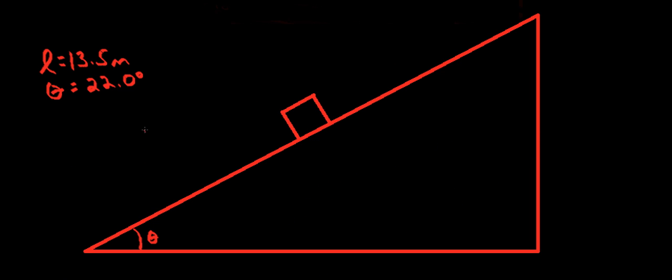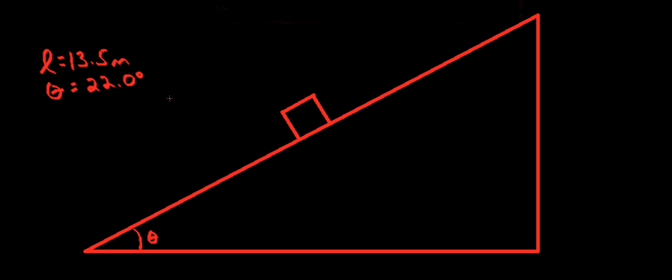So the problem we're given is a block with a weight of 555 newtons, which is pulled up at a constant speed on a very smooth ramp by a constant force. The angle of the ramp with respect to the horizontal is theta equals 22.0 degrees, and the length of the ramp is L equals 13.5 meters. We are to calculate the work done by the force in pulling the block all the way to the top of the ramp. Neglect friction.